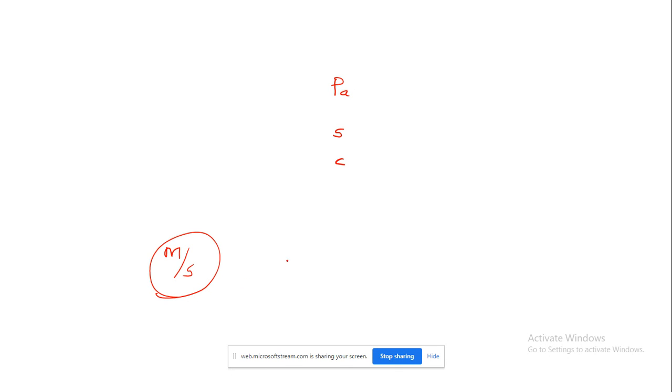For volume, you usually write meter cube, but when it's milliliter, m should be small and l should be capital. So this is how you write. Sometimes such things can also be asked, okay. So you need not worry about it, but yeah, this is the thing, okay.